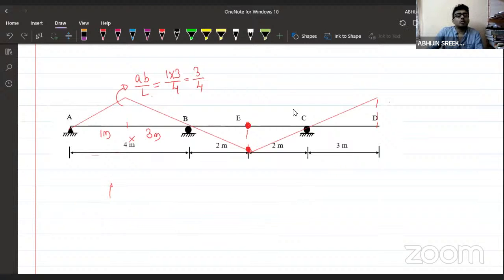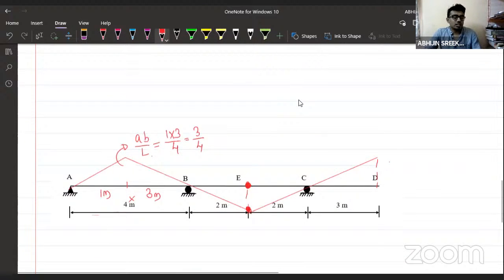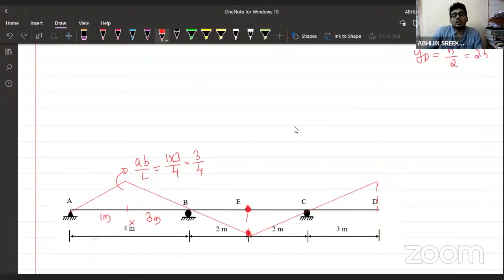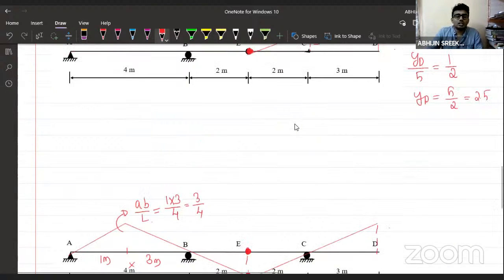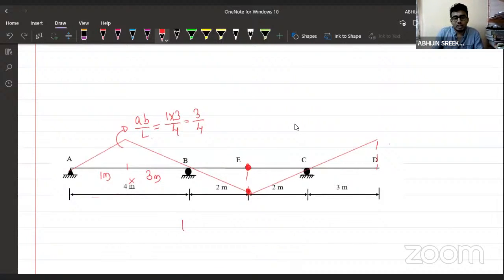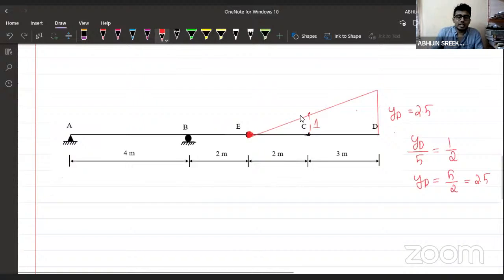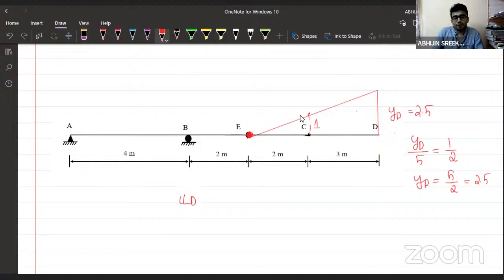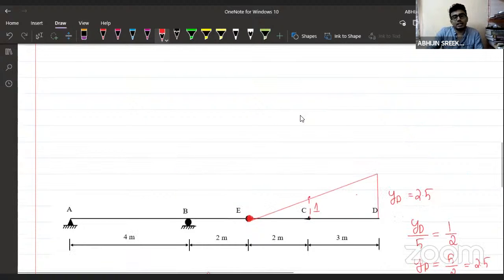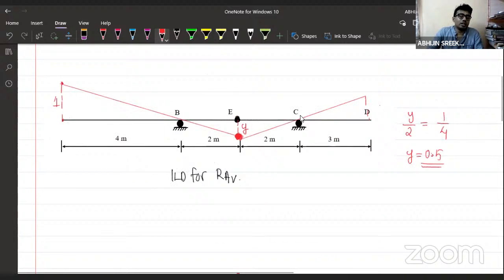See, the question is why we are drawing all this. Why are we drawing the influence line diagram? This is the ILD for bending moment at section XX. This was the ILD for RC, that is the reaction at C, and this is the ILD for RB.